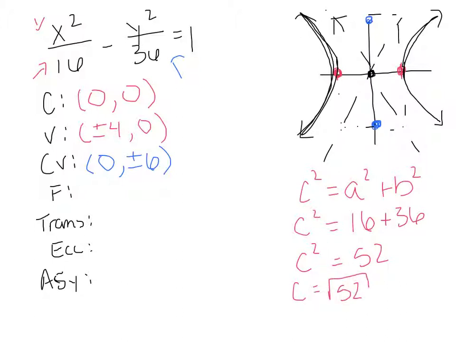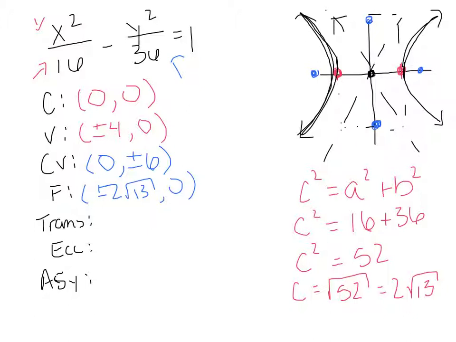So to simplify that, remember you think about perfect squares that go into 52. So 52 I think is divisible by 4. That would be 2 root 13 because the 4 would come out and become a 2. So now we have c. This tells us how far we need to travel from the center to get to our foci. So it says go out 2 root 13 and go out 2 root 13 left from the center as well. So our foci, we can write them as plus or minus 2 times the square root of 13, 0. That way we don't have to write them both out.